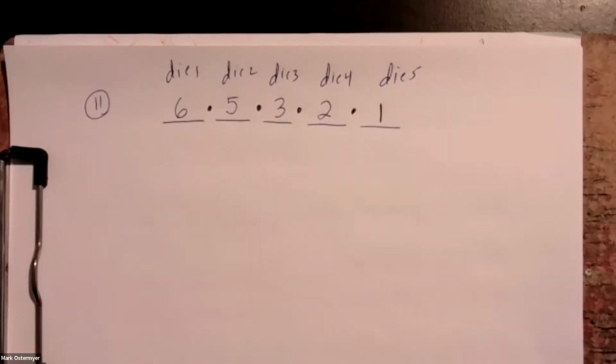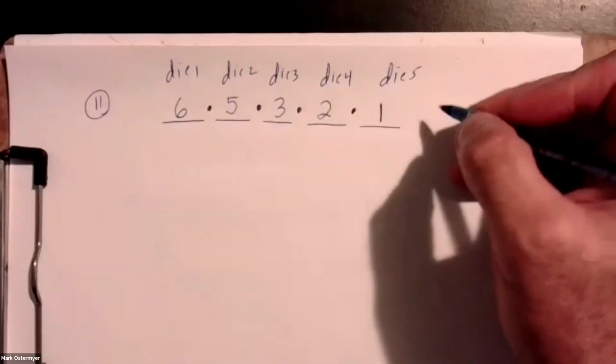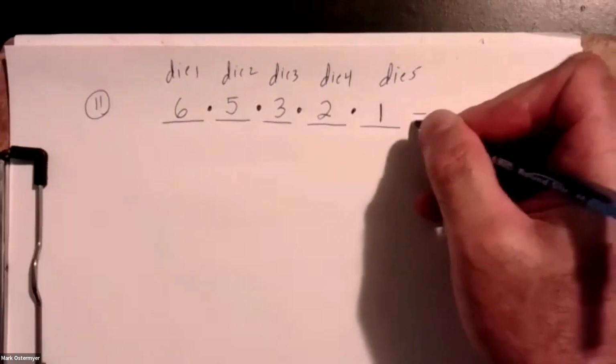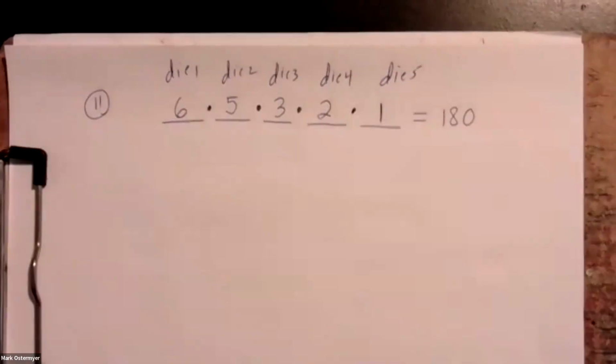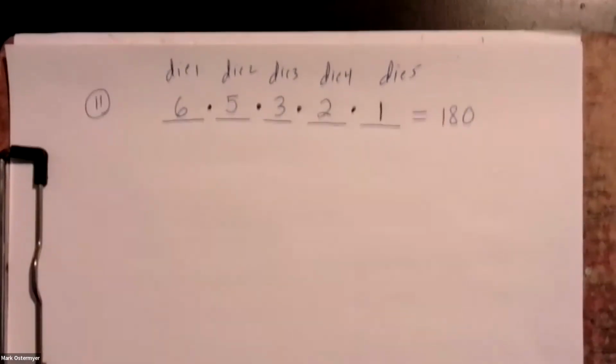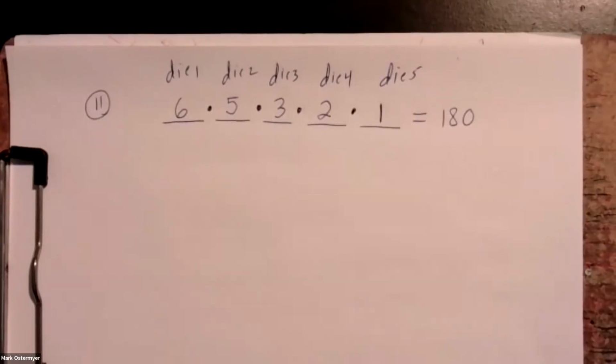And when we multiply these together, let's see here, 1, 2, 3, 4, and 5. So we get 720 different outcomes.